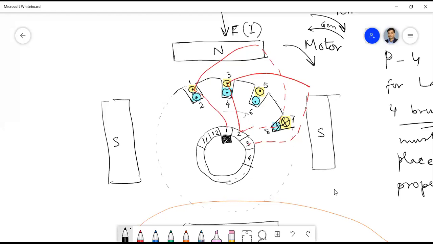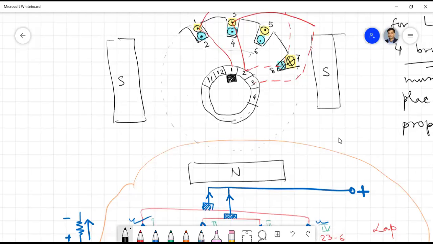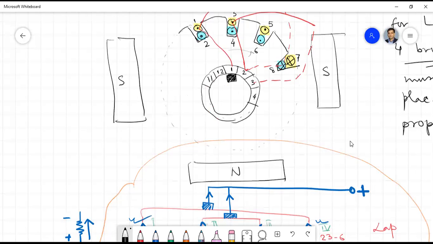Not only that, sometimes the air gap, that means the gap between this pole and the armature, that particular distance is called the air gap. So let me draw that, then you will understand this.